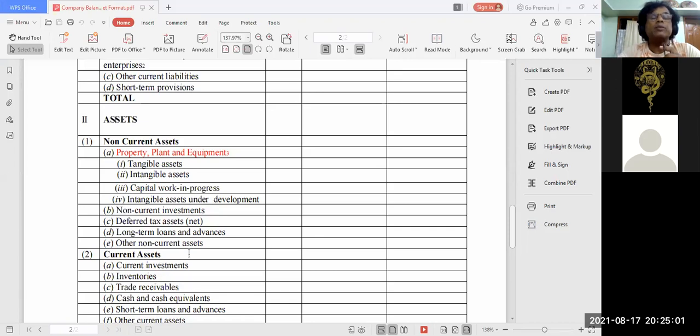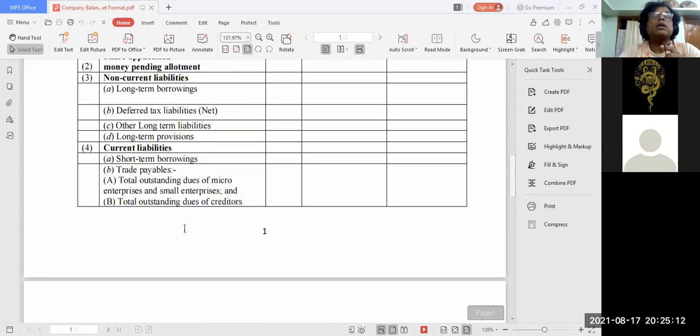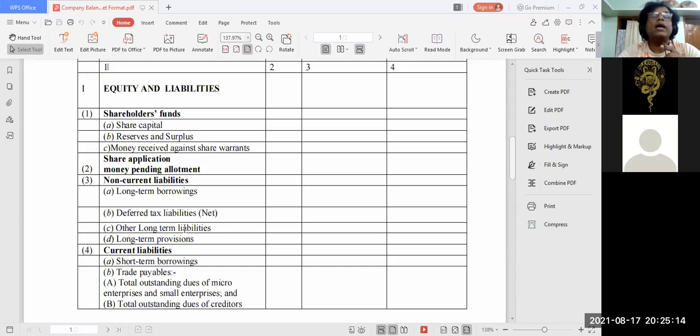I'll be making some humorous points with these things so that you can remember. We will have some fun with this also, so that you can remember. But first you see, under equity and liabilities, what are the things? So I have a formula: S and C. You can write somewhere S, NC, then C. This is a shortcut formula, very simple formula.